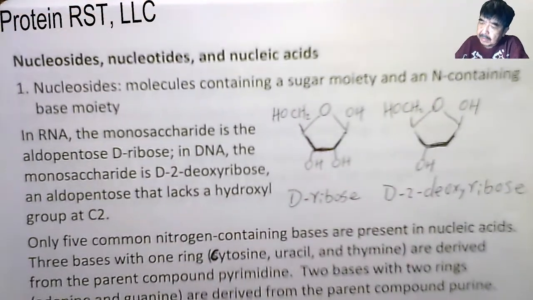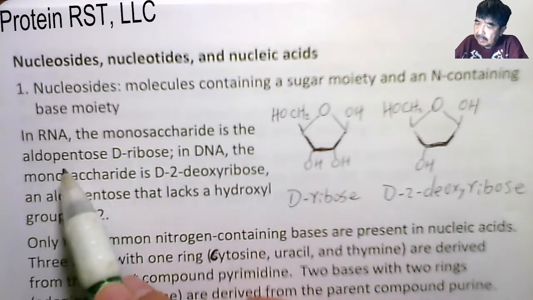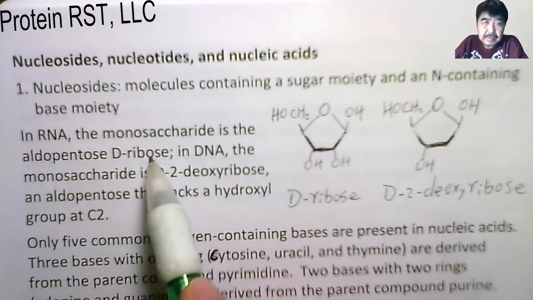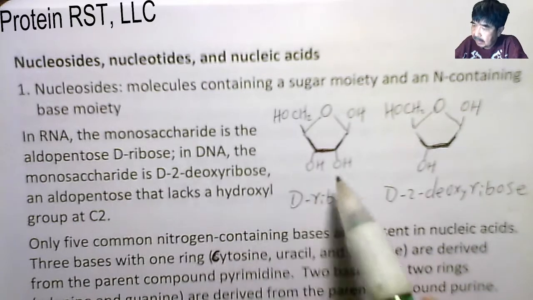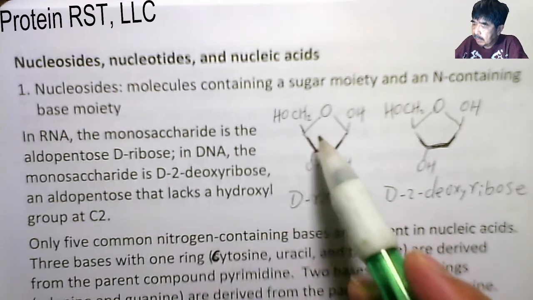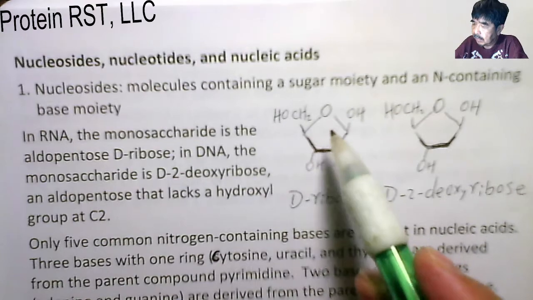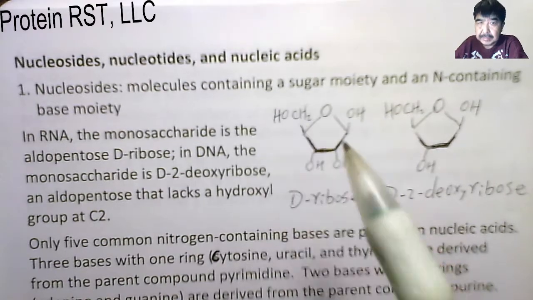In RNA, the monosaccharide is an aldopentose, ribose. This is ribose here. This is a 5-membered ring, with 4 carbon atoms and 1 oxygen. 1, 2, 3, 4. The C5 is here.